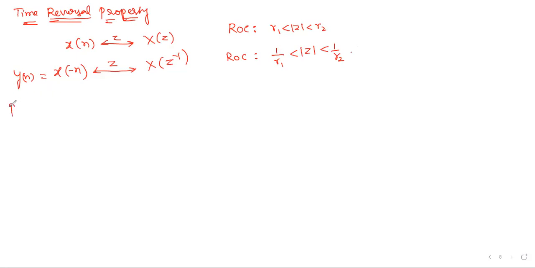Now proof for this. Y of n Z transform is y of z. So I need to write y of z here.